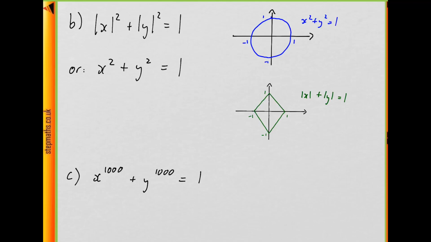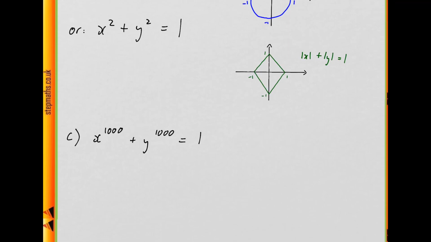Okay, so let's think about some common properties of these two. One is that they're symmetric in the axes, and that's basically because mod x is symmetric in the y-axis, mod y is symmetric in the x-axis. When we square, we don't need the mods, but that just means that if we square, it's still symmetric in the axes. And this is also going to be symmetric in the axes for the same reason. And we also see it goes through these 4 points, which also isn't a coincidence.